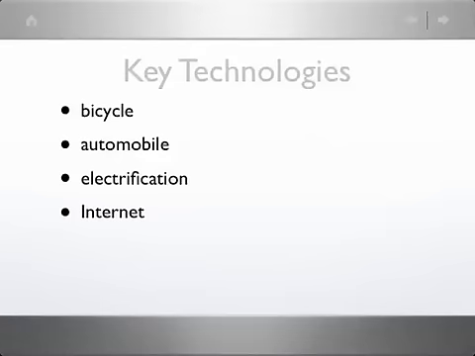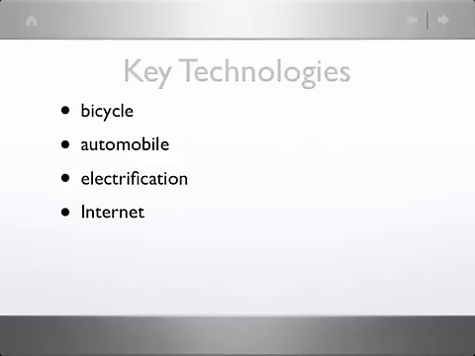And so there are 4 key technologies that Nye talks about in Chapter 4, and they are the bicycle, the automobile, electrification, and the internet. I'm not going to go into the same kind of detail as I did last week with the 4 key inventions that Nye talked about, because what Nye does in the chapter is he actually goes into quite a bit of detail about the particular historical details of the development of each of these technologies.